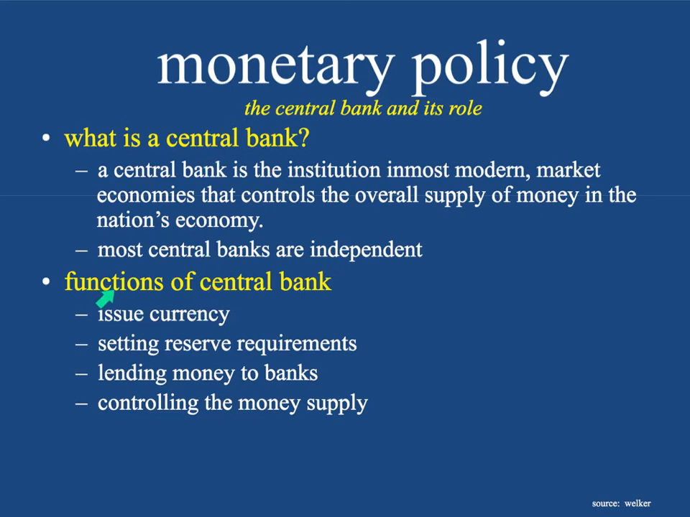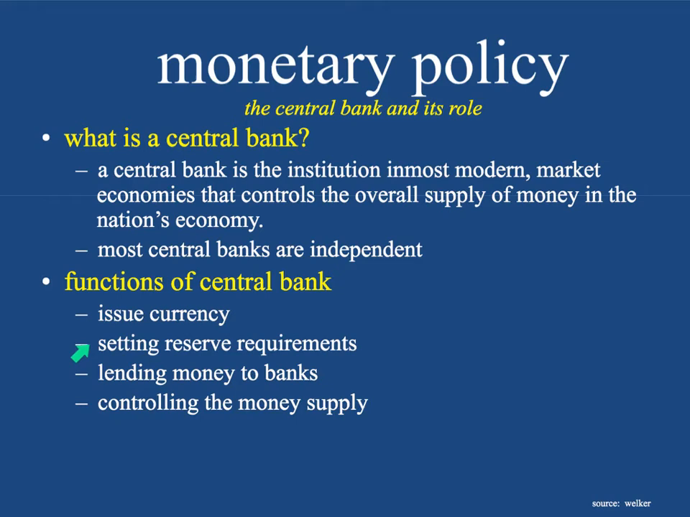So when the Fed, the Federal Reserve, issues new money into the system, they don't just go out on the street and start selling it. No, they make it available to banks, and then banks take that money and loan it out to us in the public. Okay. Another thing that the central bank can do is set reserve requirements.